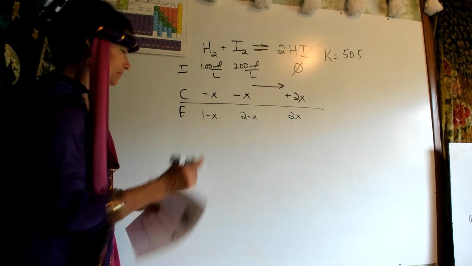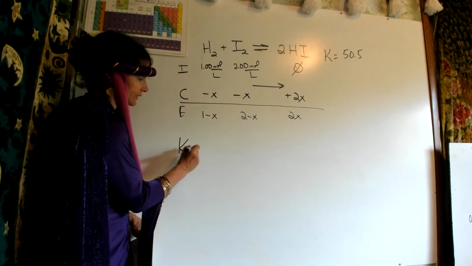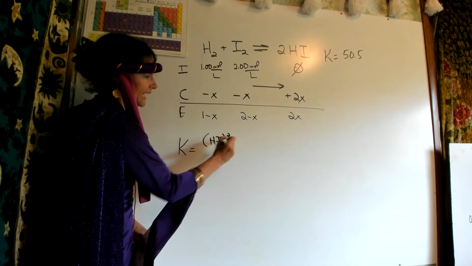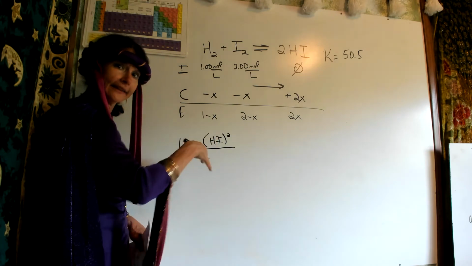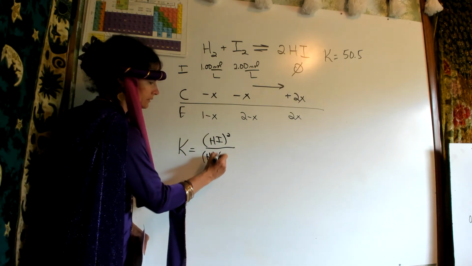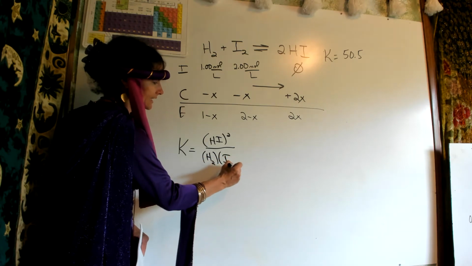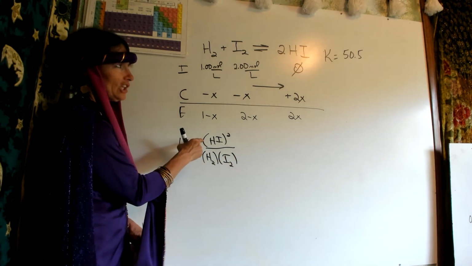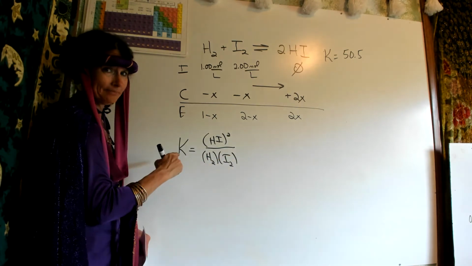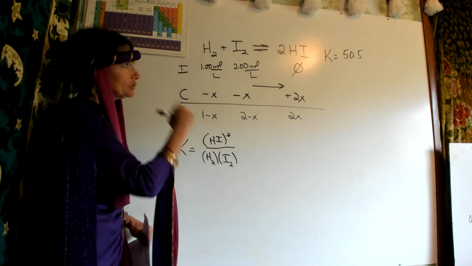So we're going to have to plug into our K expression. So K equals HI squared. Again, try this. Set up your K and then start me again. I'm going to keep going. Hydrogen times the iodine. HI is squared. Biggest mistake students make is this step. They rush and they forget to show the squared.